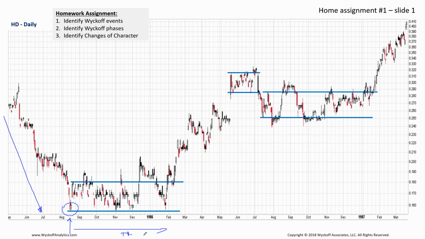We've talked about this in the last session. So what is this stop in action? How would we call it? How would Wyckoff call this event? Selling climax. Okay, selling climax, SC. Are there characteristics of the selling climax that we could identify here to confirm that indeed this was a selling climax?